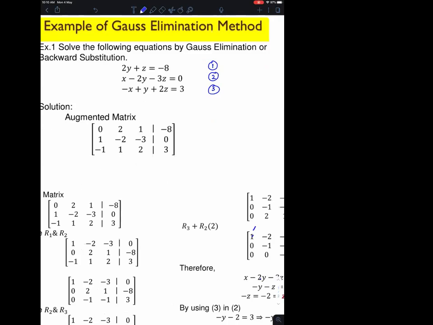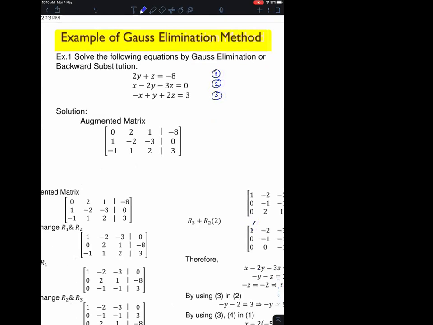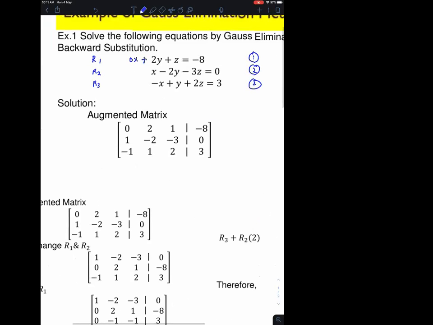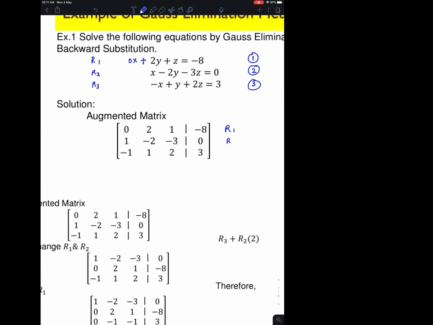What does this method do? We form an augmented matrix. An augmented matrix is formed by just writing, for example, 0x. So the coefficients are like row 1, row 2, row 3. You can put in row 1 the coefficients of equation 1, which is 0, 2, 1.